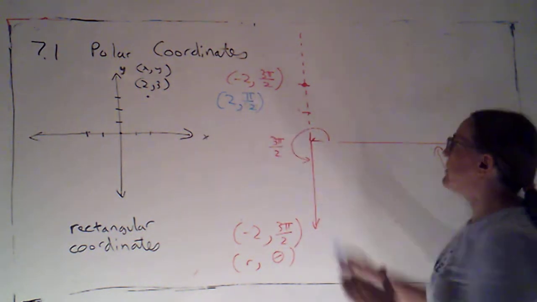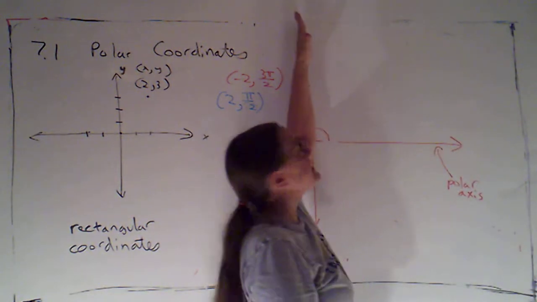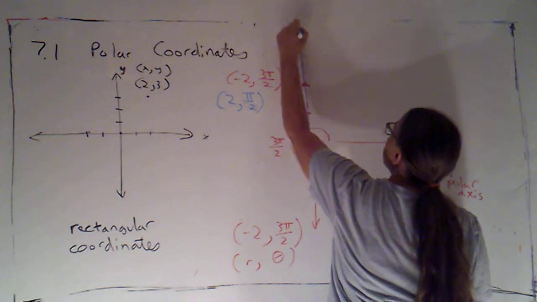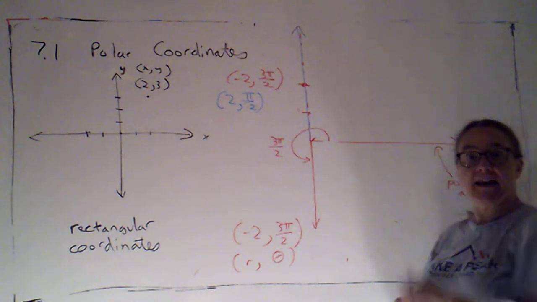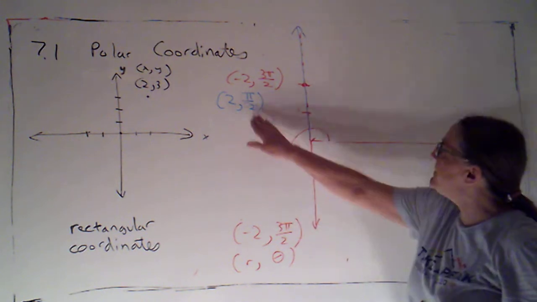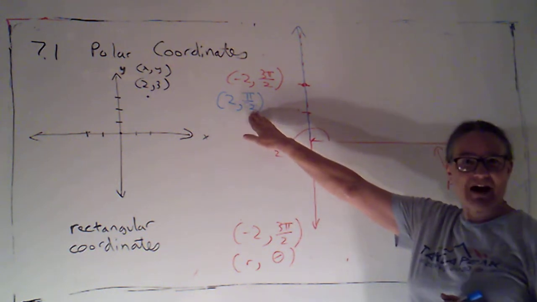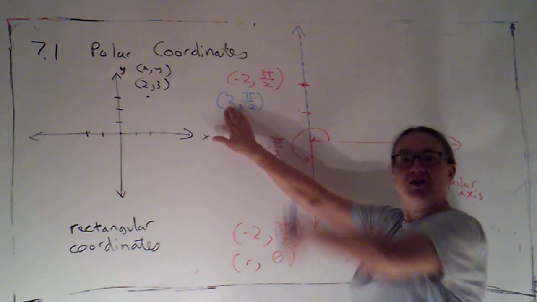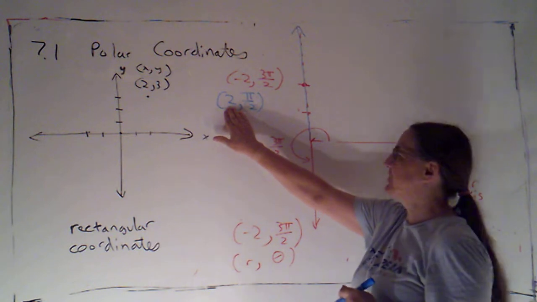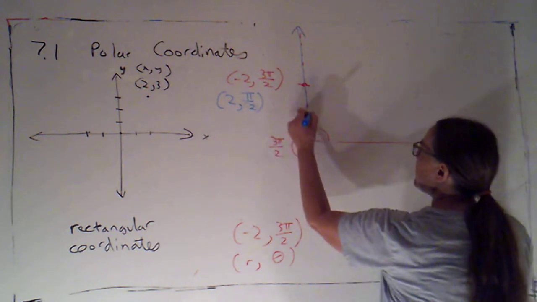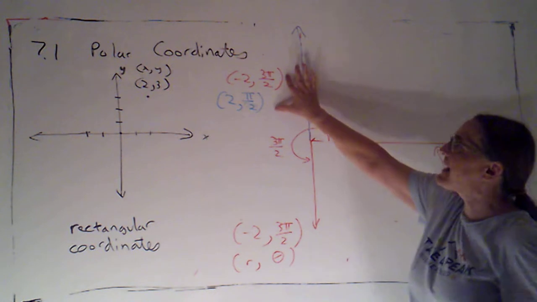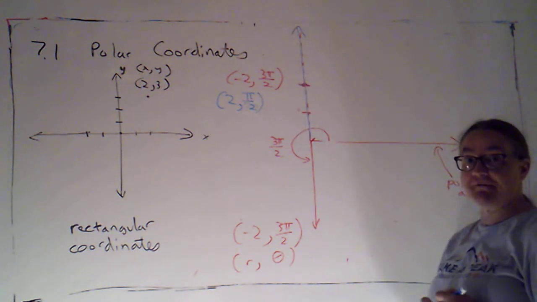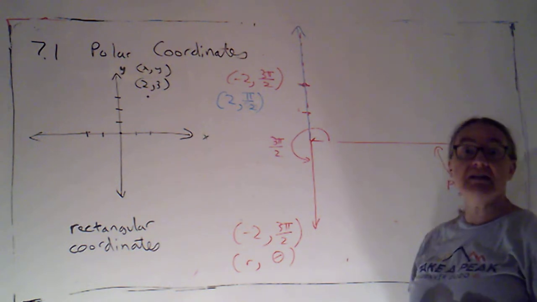So if I were to plot the ray corresponding to pi over 2, I'm going to do that in blue, that points straight up. Now, for this point, up is the positive direction. My R value is positive, so I want to go in the positive direction, and I want to go 2 units. So I would come, oh my goodness, that's the same point. So polar coordinates for a point are not unique.